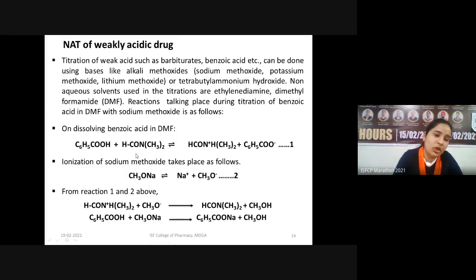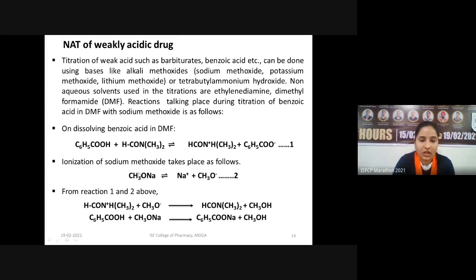What happens in the reaction? Initially the benzoic acid is going to react with DMF, the proton is going to protonate the amide group and the carboxylate ion, that is the benzoate ion, is formed. Secondly, in the second step, ionization of sodium methoxide takes place. Sodium methoxide dissociates into sodium ions and methoxide ions. From step number 1 and step number 2 we can see that the protonated DMF and the methoxide ion produced in step number 2 combine and result in the formation of DMF and alcohol. And the last step is the overall reaction.